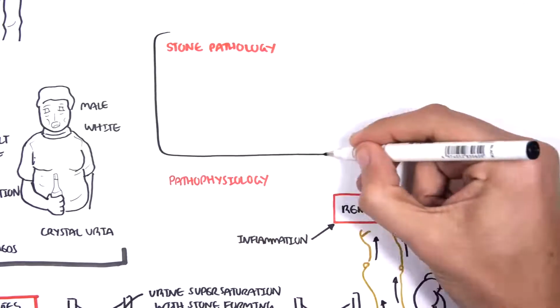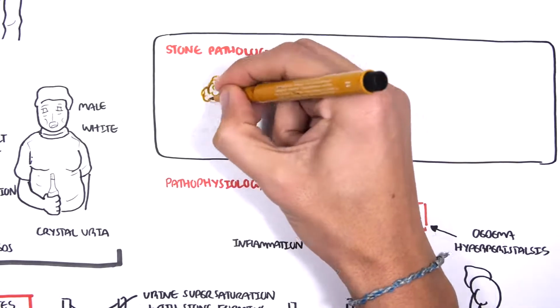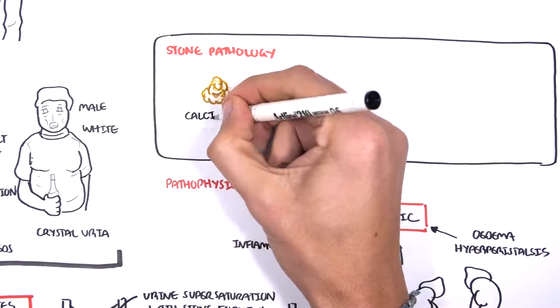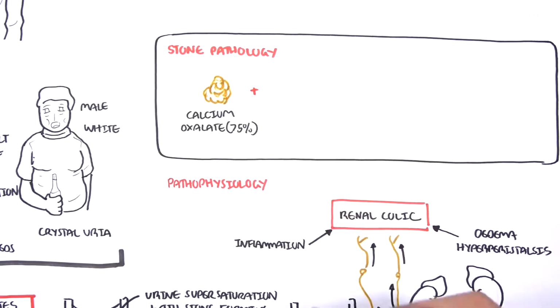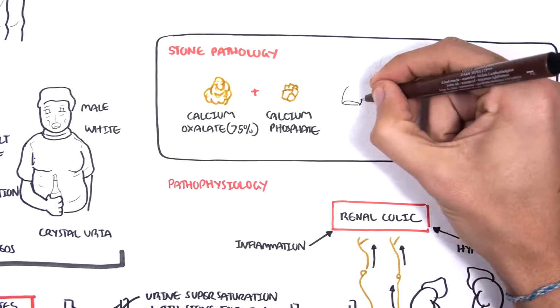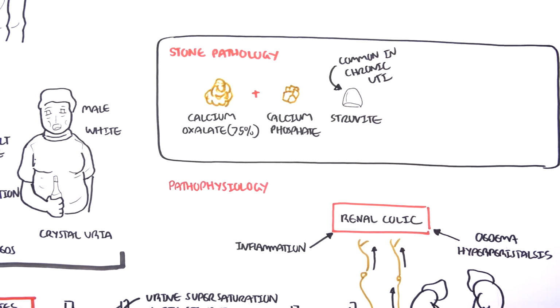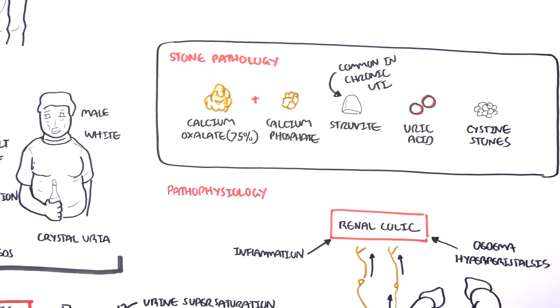The stone pathology can be broadly divided into 5 different types. These include calcium oxalate stones, which make up the majority, 75%. There's also calcium phosphate as well. Struvite is common in chronic urinary tract infections. There are also uric acid stones and cystine stones.